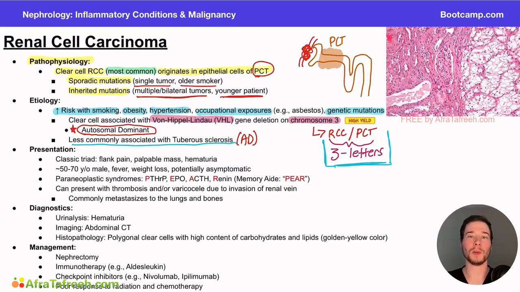a renal cell carcinoma. Now, when we look at the presentation here, the classic triad of findings includes flank pain, a palpable mass, right, because there's a tumor in the kidney, we should be able to feel it, and hematuria in the urine. Now, important to keep in mind here, while this is considered the classic triad, only about 10 to 15% of patients actually present with this classic triad. It's more likely that they'll have 1 or maybe 2 of these findings or have a more atypical presentation.